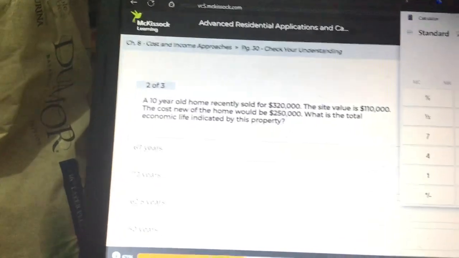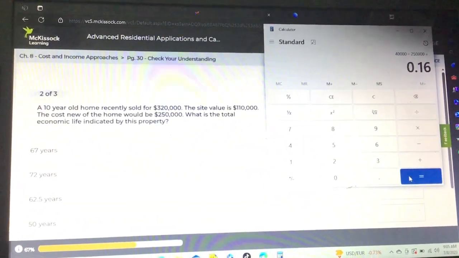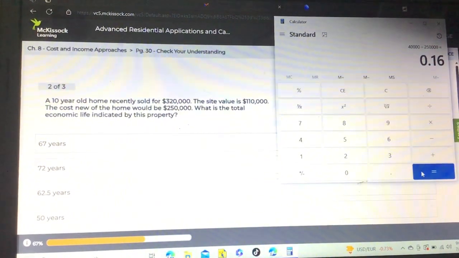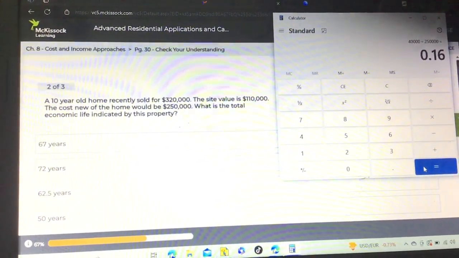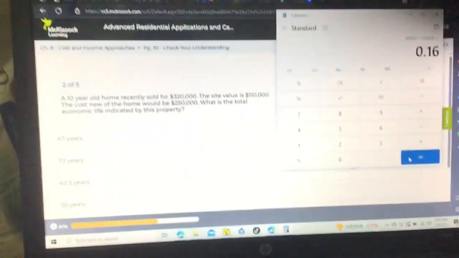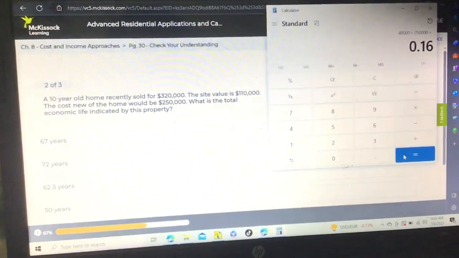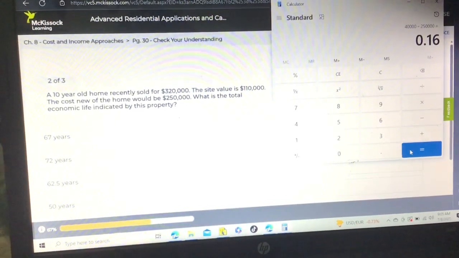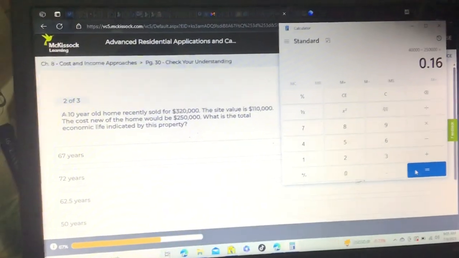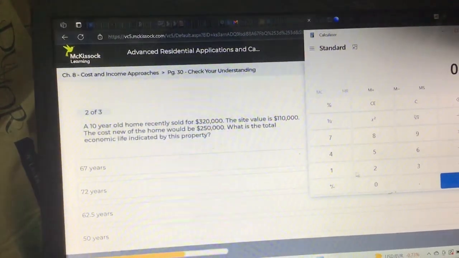Never mind. Okay, this is different then. Hold on. What is the total economic life indicated by the property? So I did something wrong on this one. I did the formula for the last one, which gives me 0.16, which is 16. Perhaps we could take the 16 and divide it by 100? I don't know.